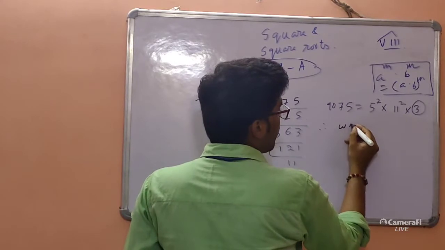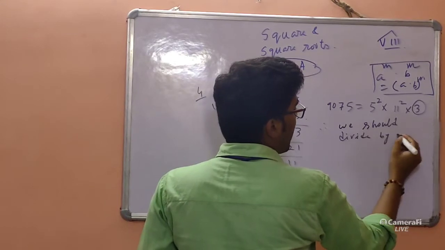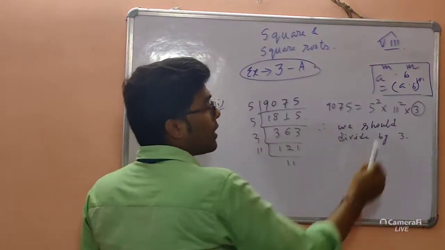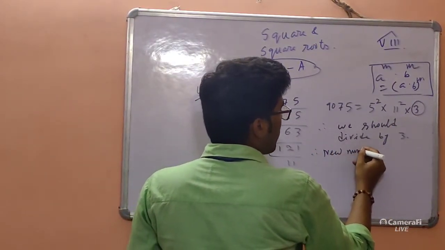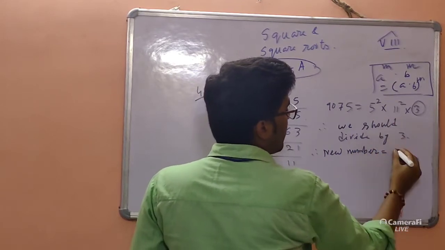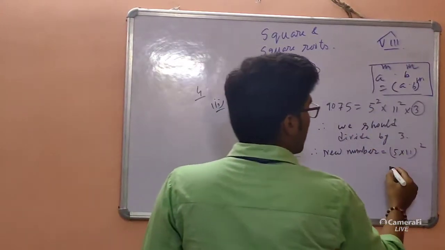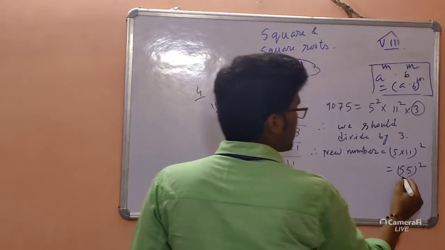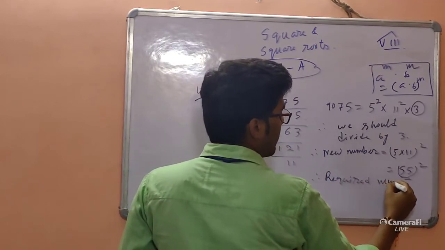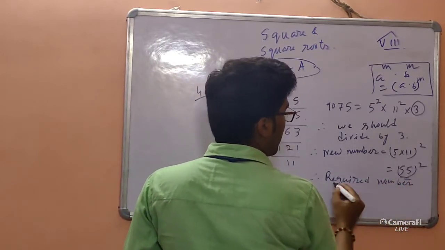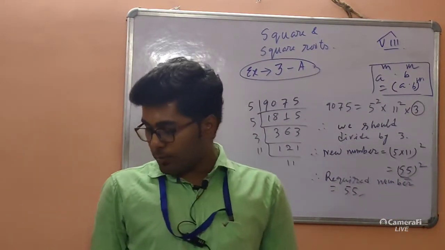So therefore we should divide by 3. Now if you divide by 3, this 3 will not be there, right? So the new number will be 5 into 11 whole square, right? 5 square into 11 square means 5 into 11 whole square. That means 55 whole square. So this is the required number. Therefore the required number is equal to 55. Clear, students?